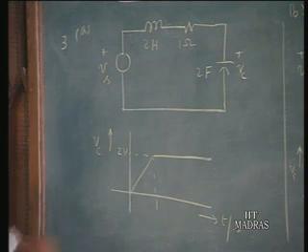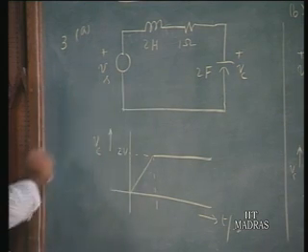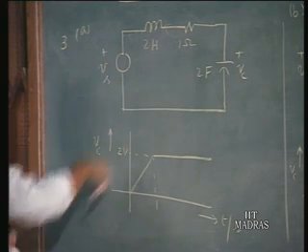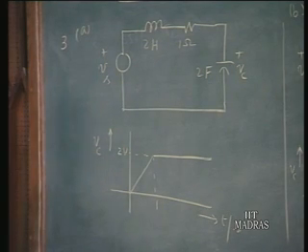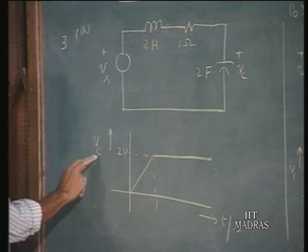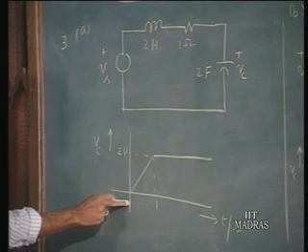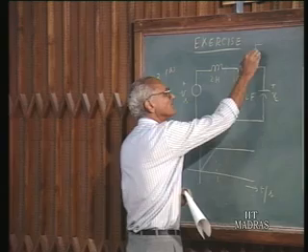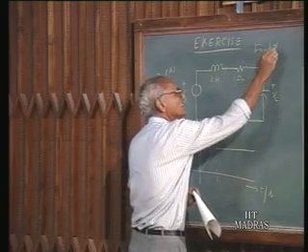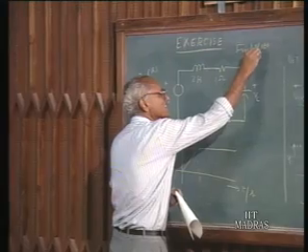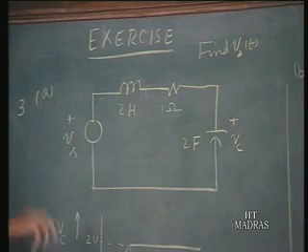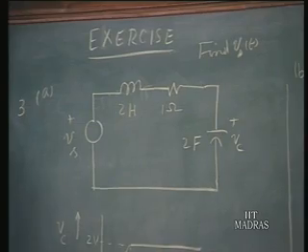As a third example, let us take this circuit where a source Vs of unknown waveform is driving a circuit containing an inductor, a resistance, and a capacitor. Values are given. If Vc has this particular variation, the waveform of Vc is given, find Vs of t and express this in terms of singularity functions and sketch its waveform Vs of t, given this circuit and this waveform of Vc(t).